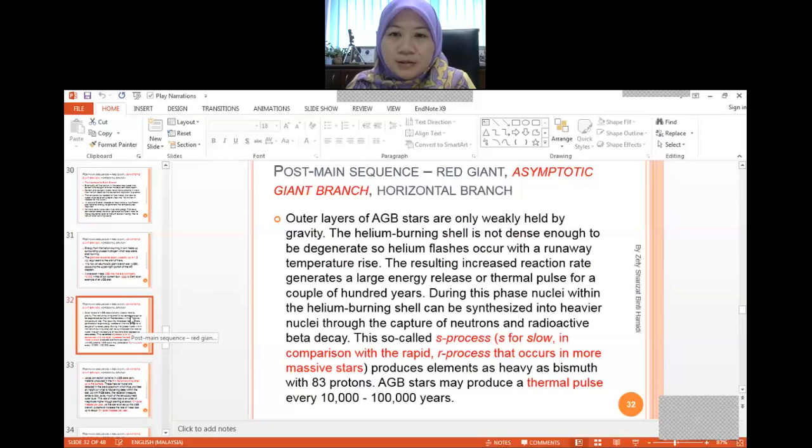This AGB has the s-process, which is a slow process, and also the r-process, a rapid process. This actually happens for the massive stars, and it also produces a thermal pulse, but luckily the thermal pulse occurs only every 10,000 to 100,000 years. So it's not easy to observe the thermal pulse here.